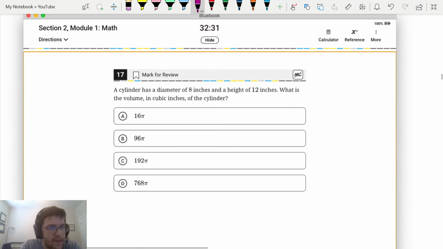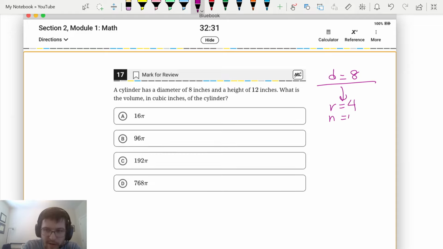Okay, so we got a diameter of 8 inches. So the radius is always half the diameter. So the radius is 4 and the height is 12.